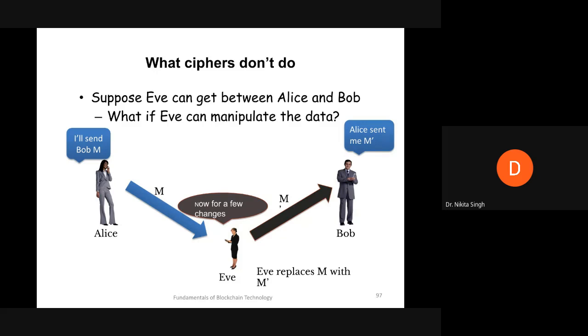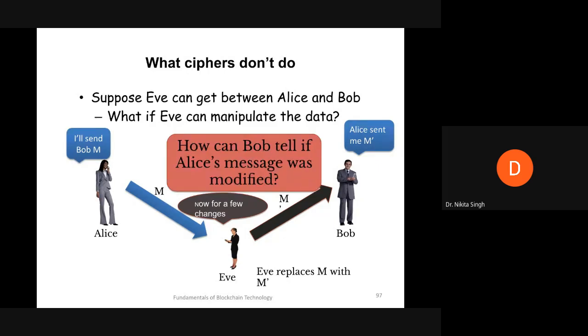Now, Bob, thinking that this message has been sent by Alice, will think that, okay, this message was meant to be M dash. He would not know that this message was initially M, but there was an eavesdropper on the network who changed the message M to M dash. Now, the question here is, the message M had to be sent directly to Bob, but Eve made the changes and the message M became M dash. Now, how can Bob tell if Alice's message was modified?